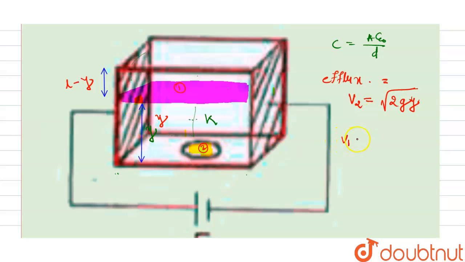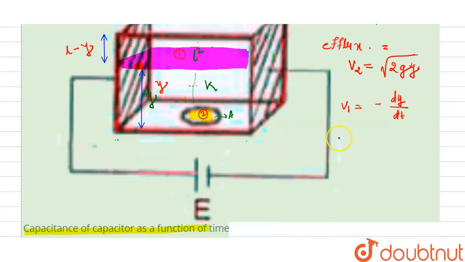Similarly, the height is decreasing, so the velocity of this liquid level is nothing but minus dy by dt, the rate of change of displacement, in the negative direction. We have these two velocities. The area at the top is always L square because there is no change, while the area of the hole is A. Now we use the equation of continuity, which says that area 1 times v1 equals area 2 times velocity 2, right?